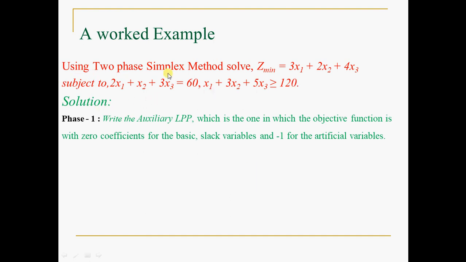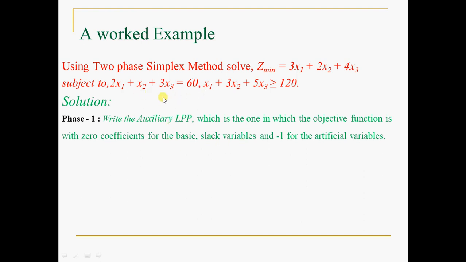So we are going to use the two-phase method. Coming to the first phase, write the auxiliary LPP. Let us see what the auxiliary LPP is. It is the one in which the objective function has 0 coefficients for the basic and slack variables and minus 1 for the artificial variables. So how many basic variables do you have? 1, 2, 3. x1, x2, x3 are the basic variables. Slack variables, you will not get in this case.